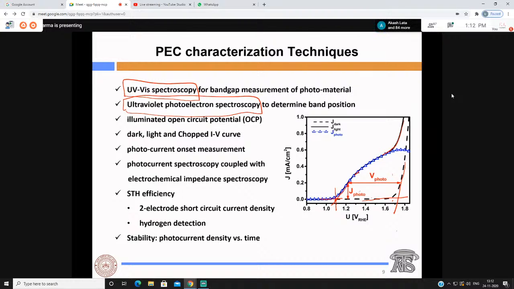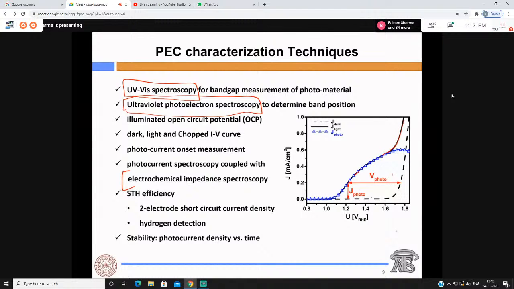Okay, now these are the quantitative measurements. There are certain resistances, certain capacitance, those all will be involved in the system. So we do the electrochemical impedance spectroscopy to find out how the capacitance change happens, how the resistance variation happens with the application of photon energy. After that, we quantify this with the efficiency of the material.